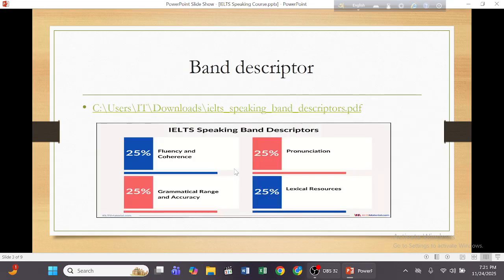For the next slide, we can have a look here. It has four criteria, as I said earlier. For the band score, fluency and coherence is allocated 25% of the whole score. Pronunciation is also 25%, and grammatical range and accuracy is also 25%. Last but not least is 25% for lexical resource, which is also known as vocabulary, idiomatic expressions, and so on.